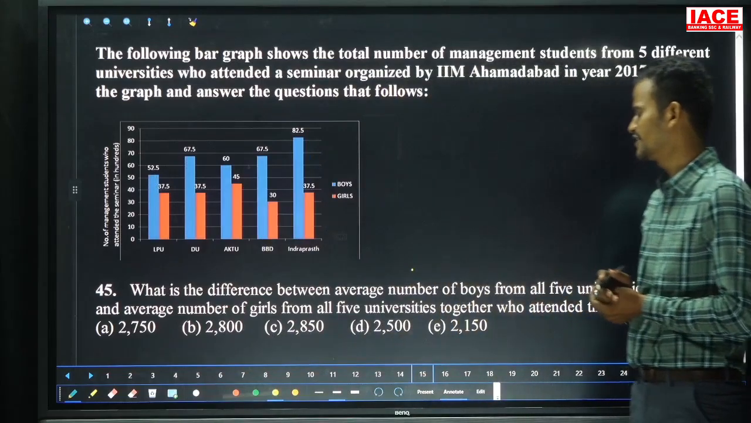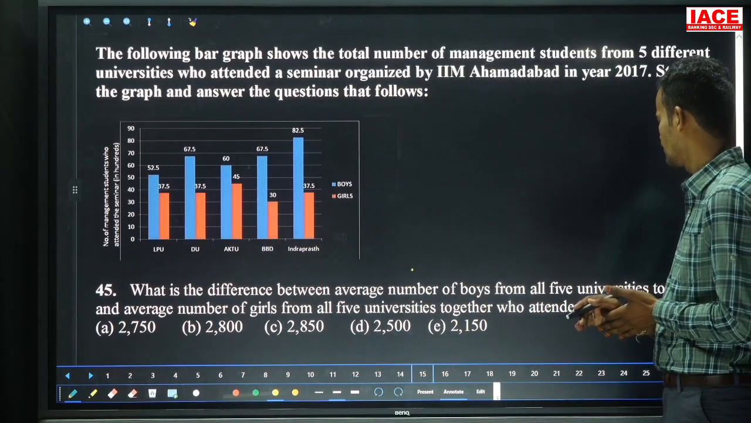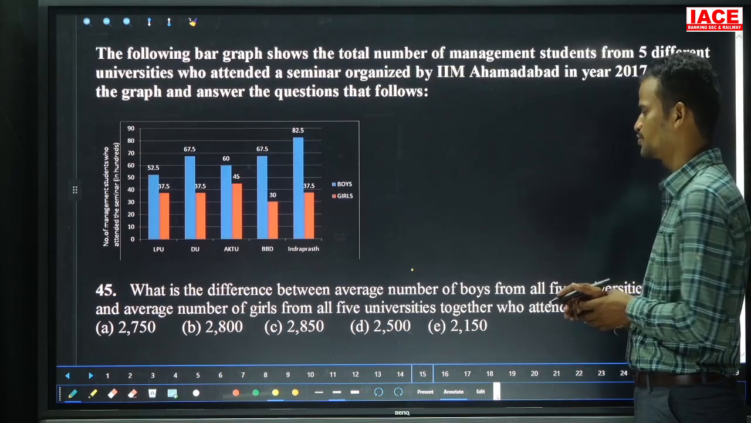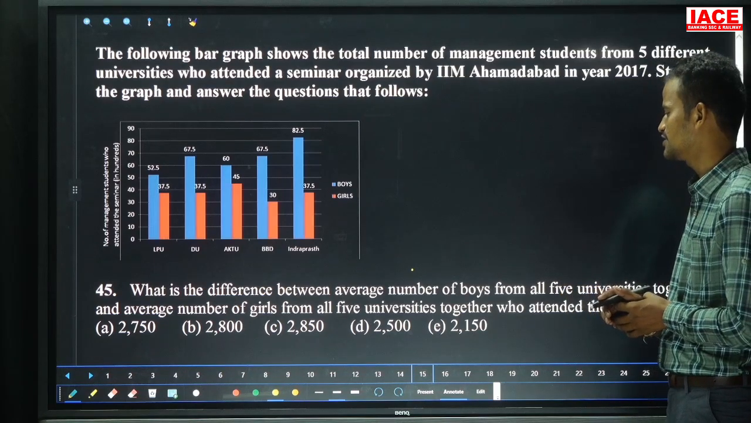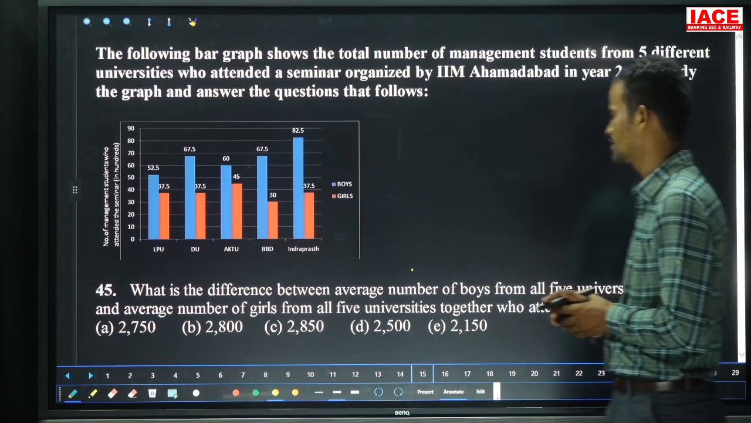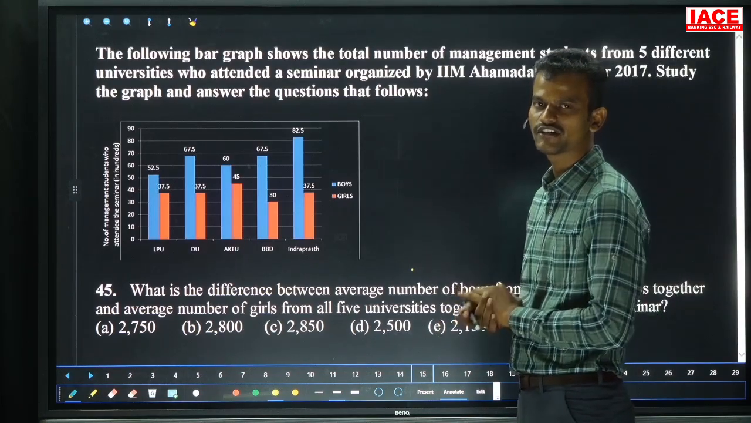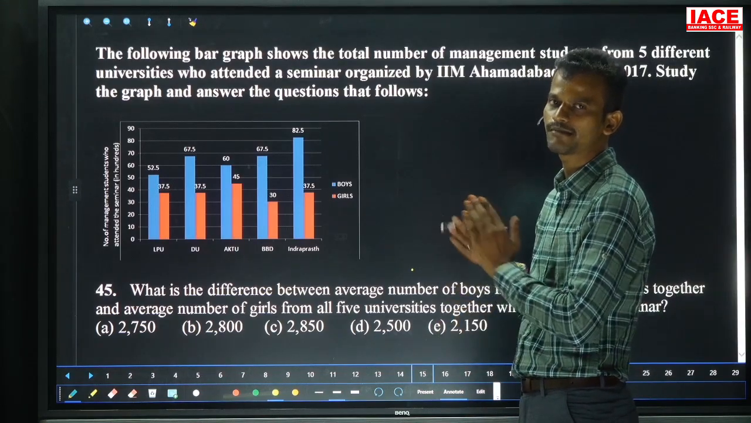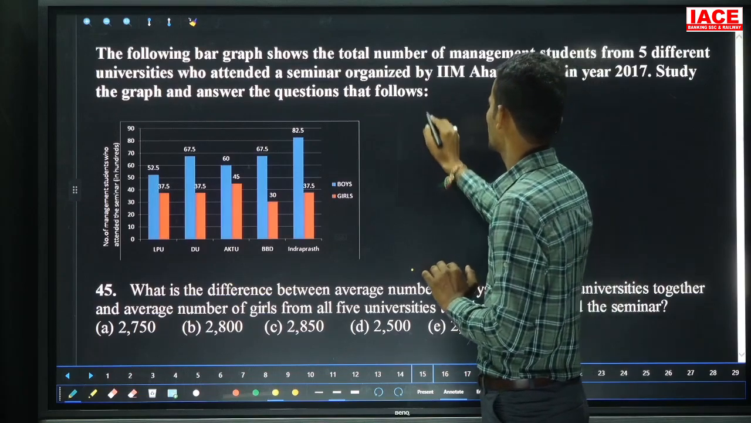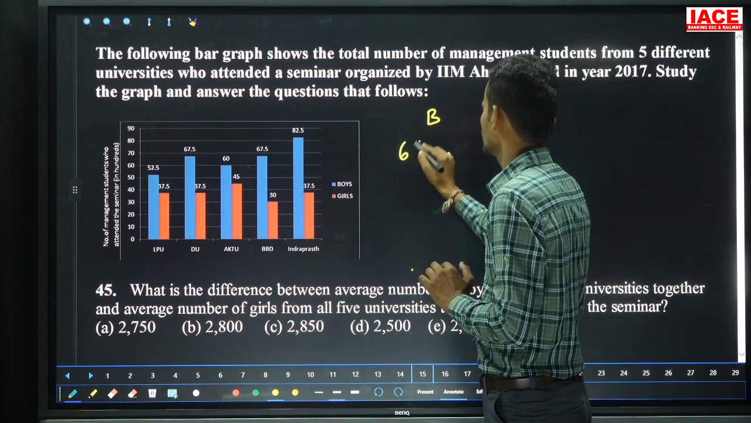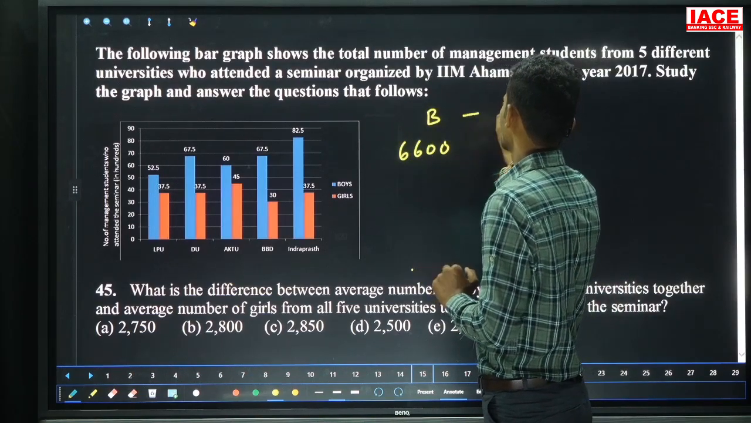What is the difference between the average number of boys from all 5 universities together and the average number of girls from all 5 universities together? Recently, in the first question, we already found the average number of boys. What is the average number of boys, sir? 6,600 minus. We have to find out girls.